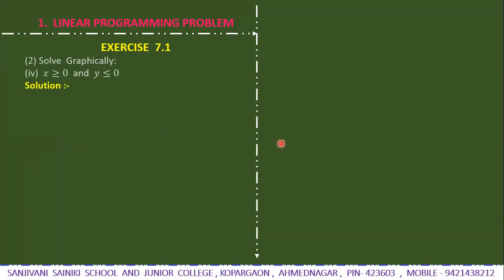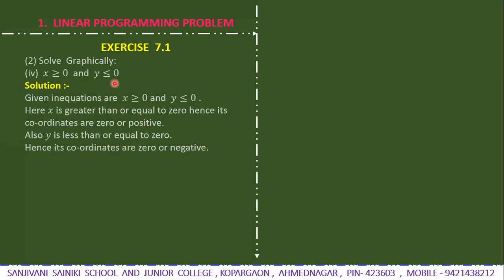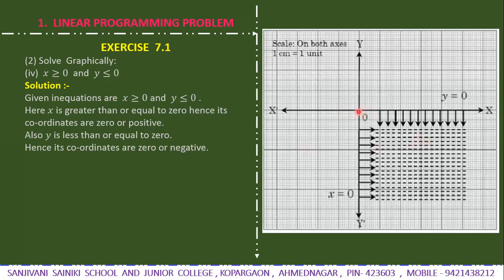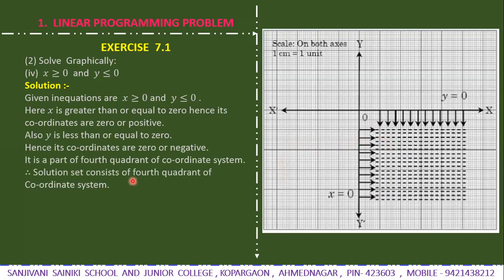Now look at this, x is positive and y is negative. How is x? X is positive. So the part of the plane which lies to the right of the y-axis, x is greater than or equal to 0. And what about y less than or equal to 0? So the part of the plane which lies below the x-axis. So the common part between these two is our fourth quadrant. So the solution set consists of the fourth quadrant of the coordinate system. So whenever x is positive and y is negative, we must think of the fourth quadrant.